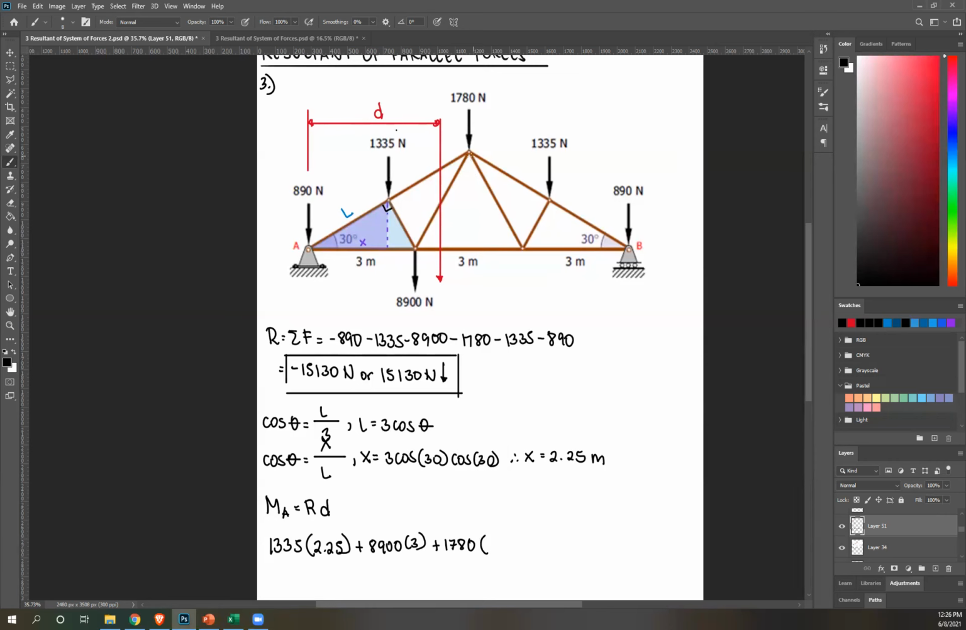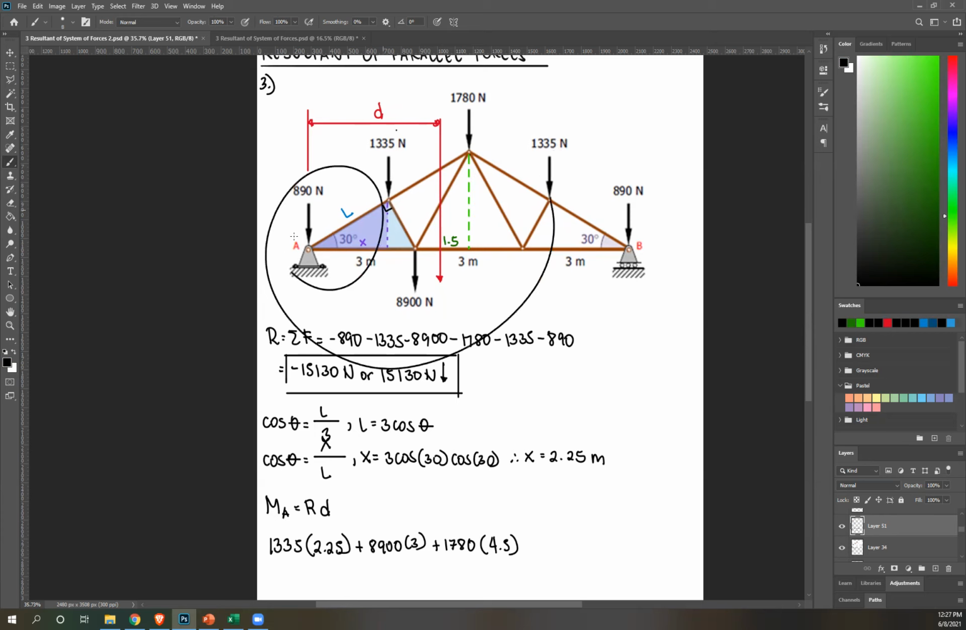Now, the perpendicular distance is this. This is symmetrical, therefore this 1780 acts at half of this 3-meter span. Therefore, this is equal to 1.5. So 3 plus 1.5, that's 4.5. Let's draw that as well. So this is 1.5. Therefore, the perpendicular distance, again, is 3 plus 1.5, 4.5.